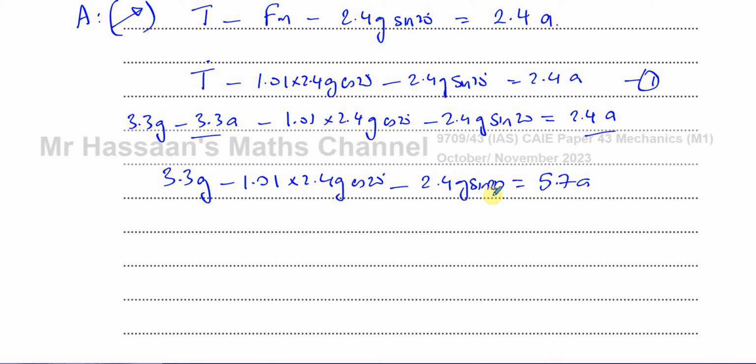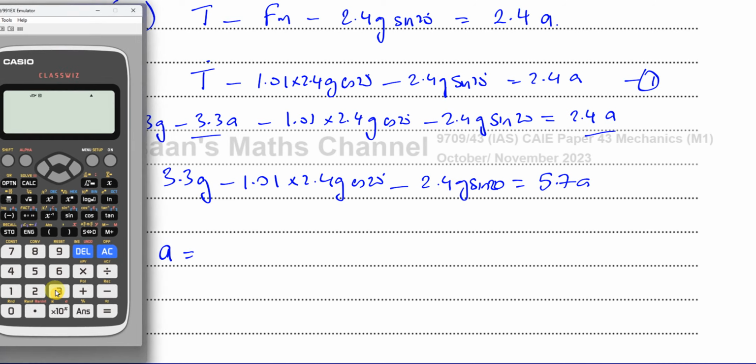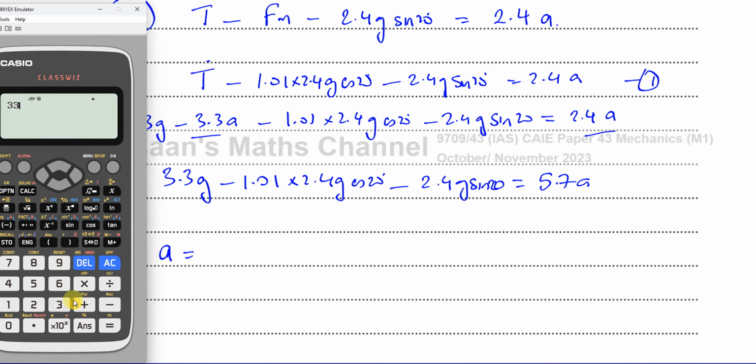We're going to have, let's say, 33 minus 1.01 times 24 cosine 20, because G is 10, remember. Okay, minus 2.4, or we can say 24 better, 24 times sine of 20. Okay, and then we can divide that by 5.7. And that gives us the acceleration, which is 0.35322.